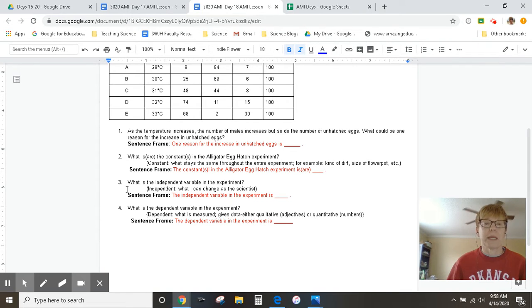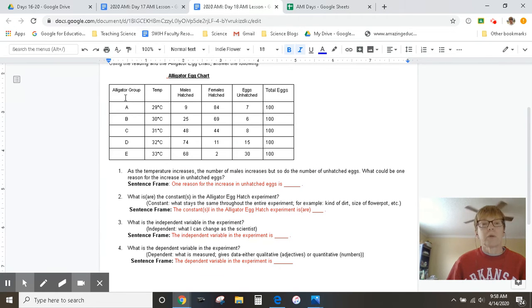Okay, question 3, what is the independent variable in the experiment? And remember, the independent variable is what you can change as a scientist. So if you look at the chart, would you consider the alligator groups something that you could change? Would you consider the temperature something that you could change? Could you change how many males or boys hatched out of the eggs?